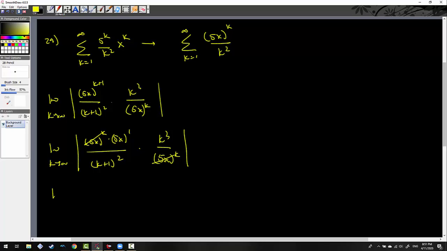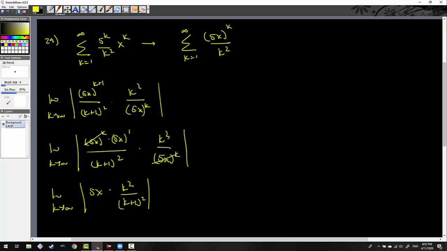So the limit as k goes to infinity will be of 5x times k squared over k plus 1 squared. Now, if you've noticed, every time I do the ratio test for absolute convergence, I put all my non-k terms on the left side of the multiplication and all the k terms on the right side. That allows me to just ignore this 5x, because again, just like the last problem, the x isn't going to play a role as k goes to infinity. One might consider it a constant value.